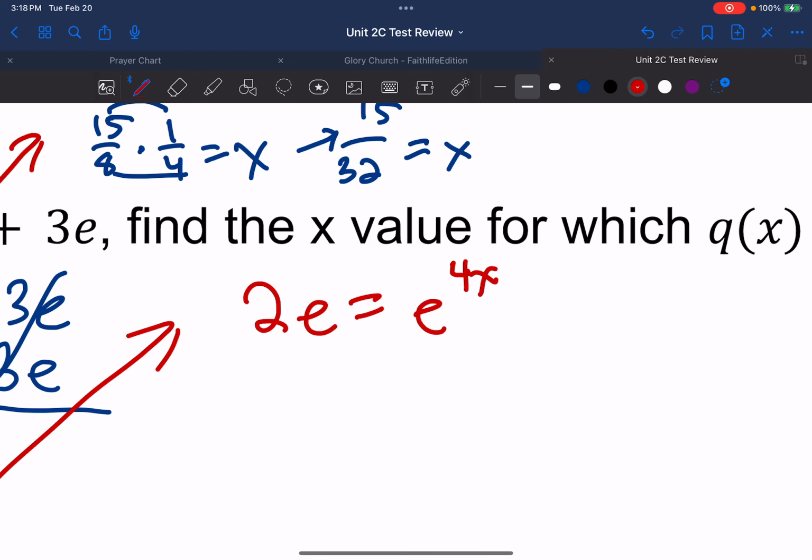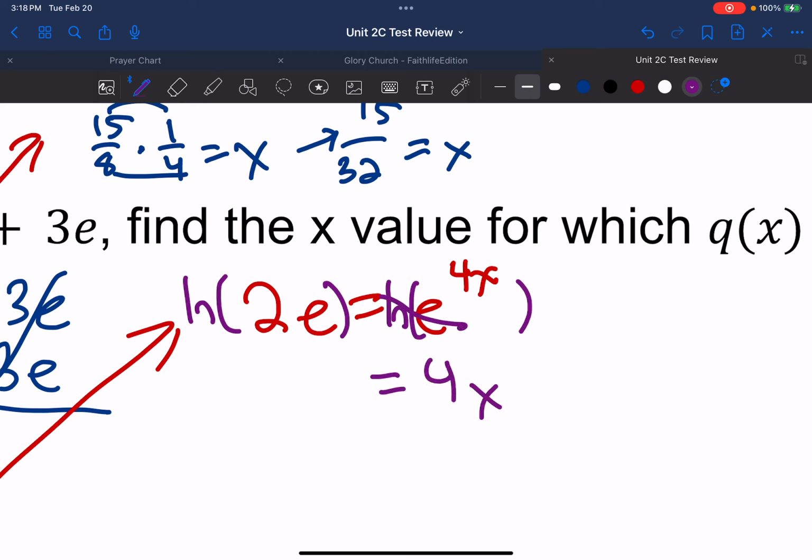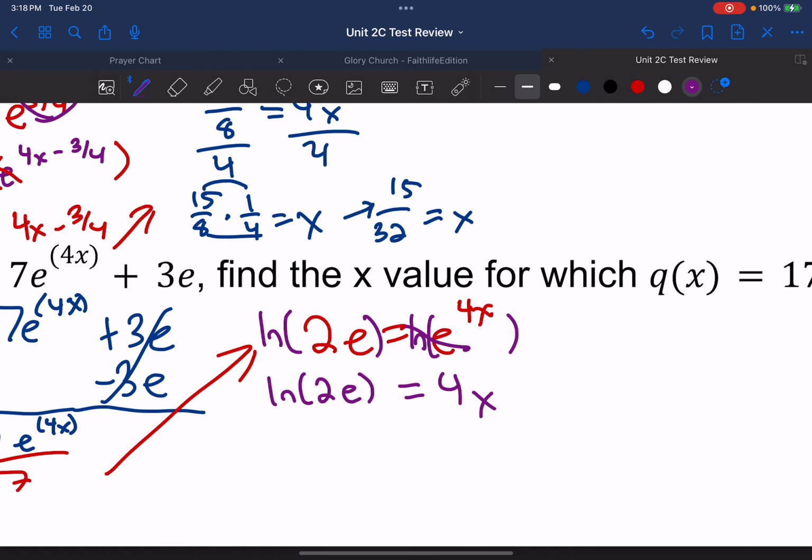Now, when I'm doing this, you can look back at your worksheet D on topic 2.13 for notes, like further practice on this. But I'm going to do ln on both sides. And remember, what happens is this cancels out and the exponent comes down. But on this one, it's not quite that easy because I've got a 2 in front of the e. So I've got to break it apart using log rules. And remember, this ln of 2e can break into ln of 2 plus ln of e.